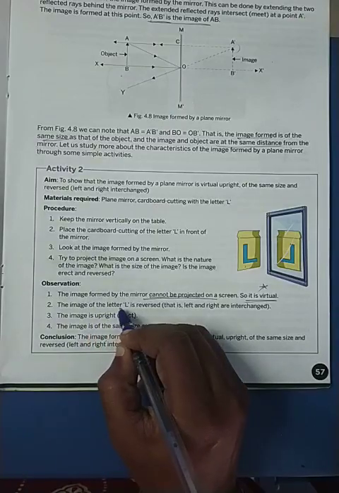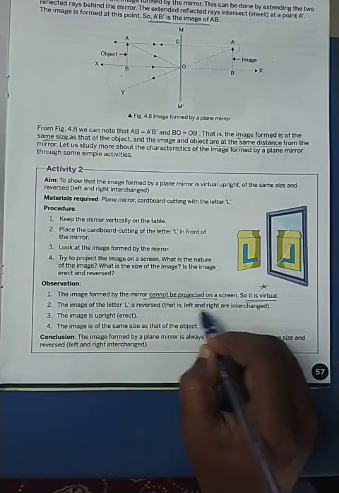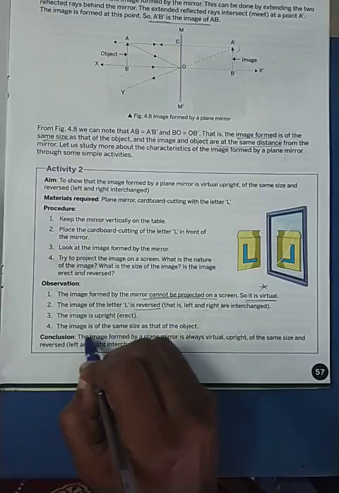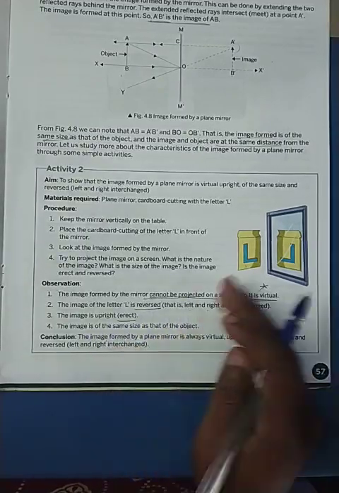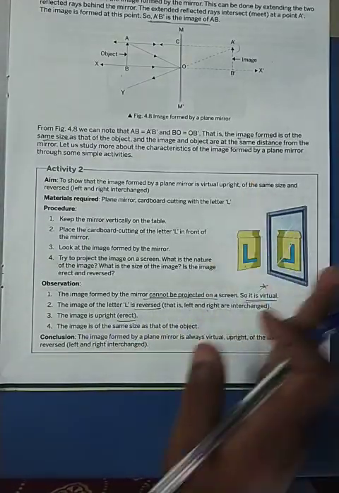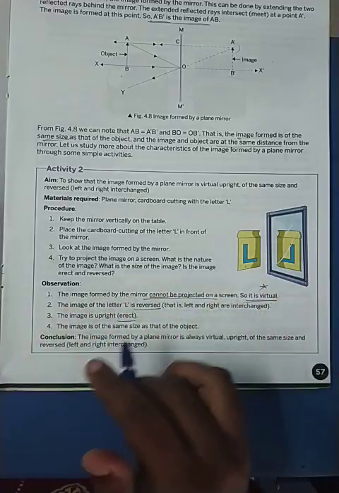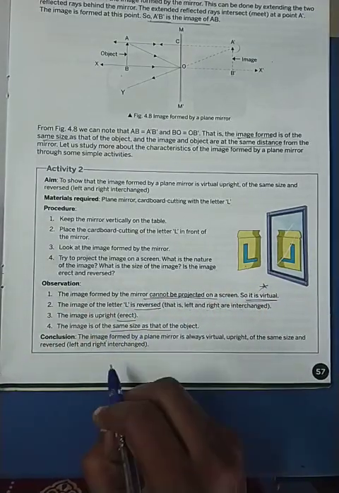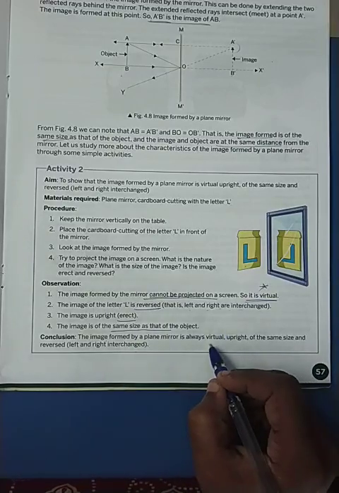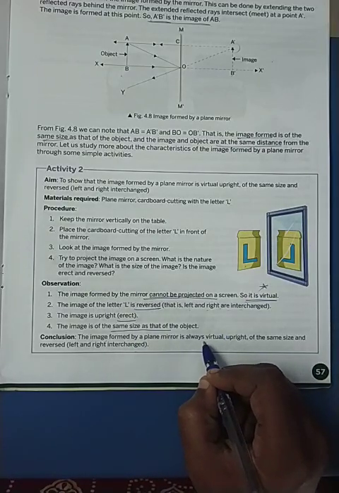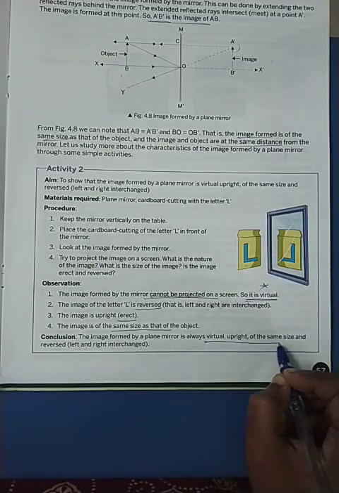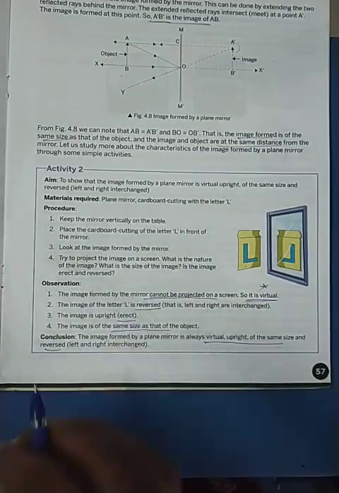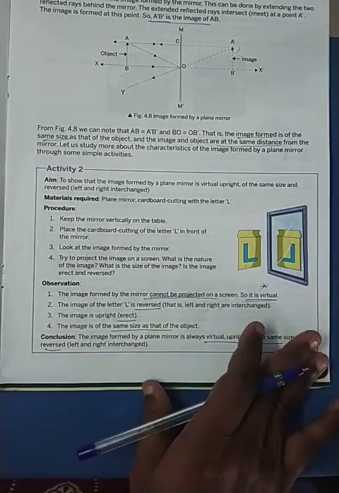Then the image letter is reversed. That is, left and right are interchanged, so reversed. Then the image is erect. Erect means it is always straight. It is not slanting or disturbed. And the size is same. So this is all we are going to find. We have found out these observations: virtual, upright, same size, and reversed. All these 4 things are being concluded with this simple activity.